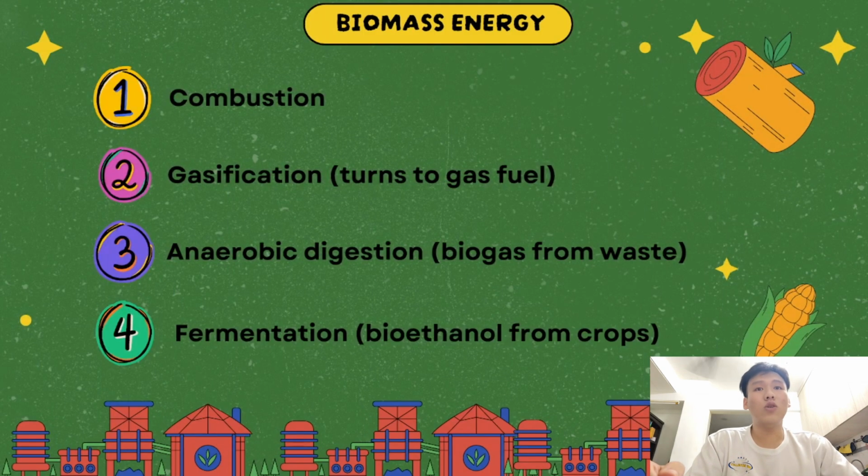Next, what are the common processes for generating electricity in a biomass power plant? I've divided them into four. The first is combustion, which is burning organic material in the presence of plenty of air, meaning oxygen. The next is gasification, which is heating organic material with very little air, turning it into a gas. The gas can be burned for energy or used to make other products.